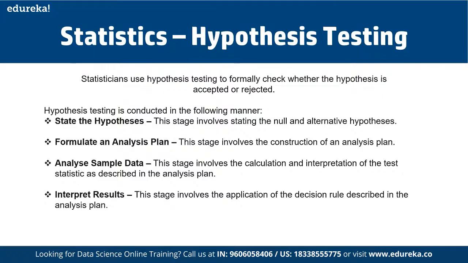Then we analyze the sample data, where this stage involves the calculation and interpretation of the test statistics as described in the analysis plan. And then we interpret results, where this stage involves the application of the decision rule described in the analysis plan. Let's suppose we have to test a hypothesis here.